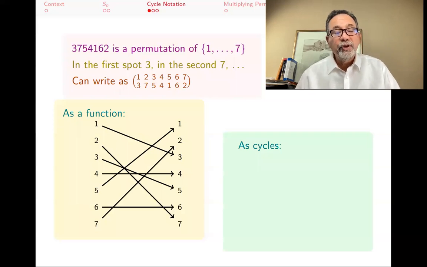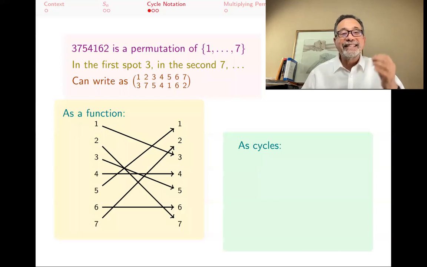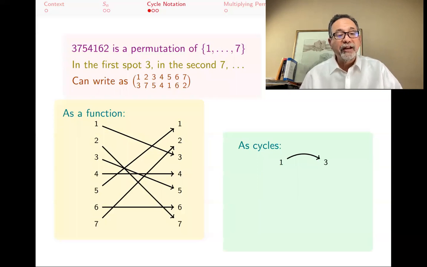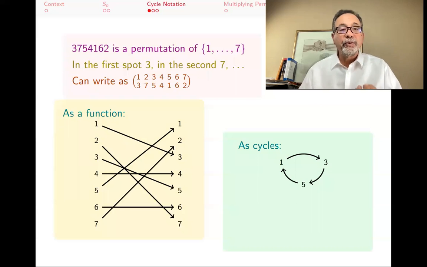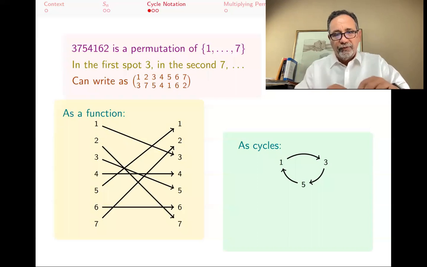As cycles, we can also look at that function and see where every element is going. Where does 1 go? Well, 1 is going to 3. Then instead of switching to 2, we can follow with 3. Where does 3 go? 3 is going to 5. And where's 5 going? 5 is going back to 1. So I have a cycle of length 3. I have a 3-cycle. 1 goes to 3, 3 goes to 5, 5 goes to 1. So in this permutation, you are switching the place of those 3 things. 1 to 3, 3 to 5, 5 to 1.